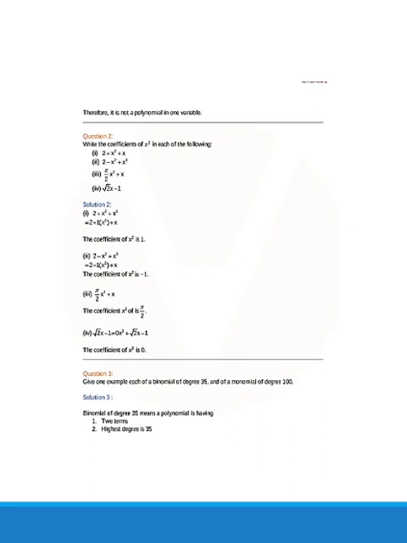Now question number 3. Give one example each of a binomial of degree 35 and a monomial of degree 100. Now binomial means an expression having two terms and monomial means an expression having one term.